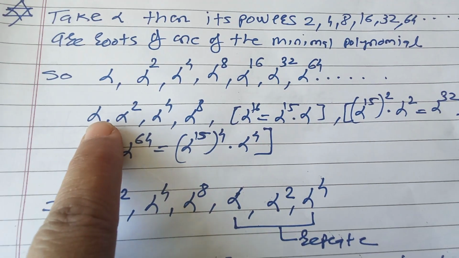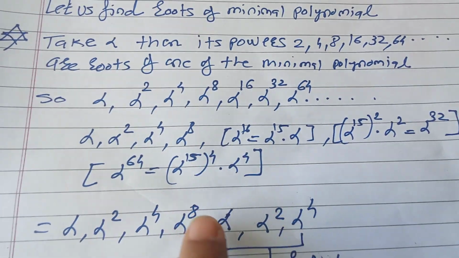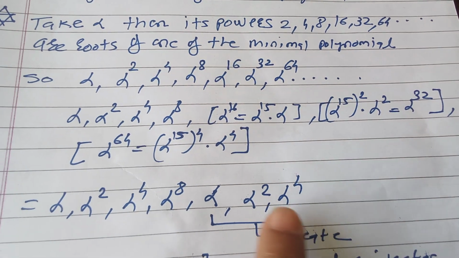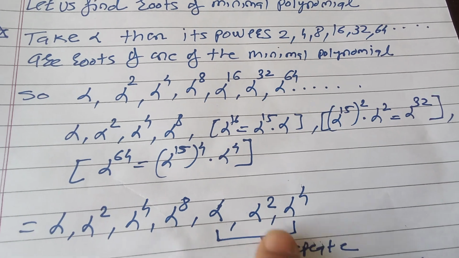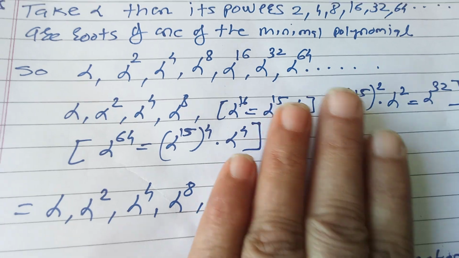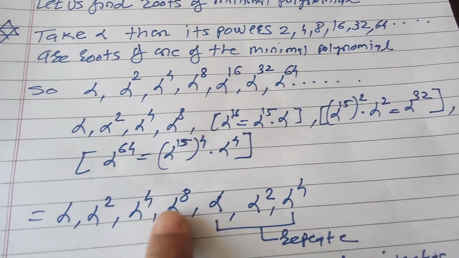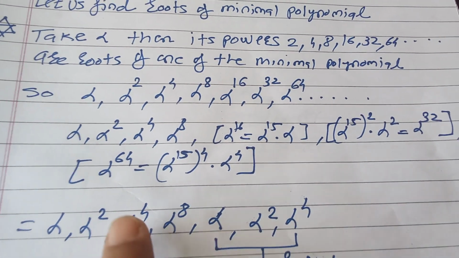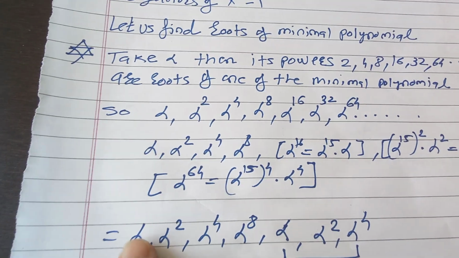So what you have written is alpha, alpha square, alpha 4, alpha 8. But alpha 16 is equal to alpha. Alpha 32 is equal to alpha square. Alpha 64 is equal to alpha raised to 4. So you are observing that from alpha raised to 8 it is repeating. So here you have to stop. You have to take the elements only alpha, alpha square, alpha 4 and alpha 8. These 4 are the roots of one minimal polynomial. Okay. So you have covered alpha, alpha square.